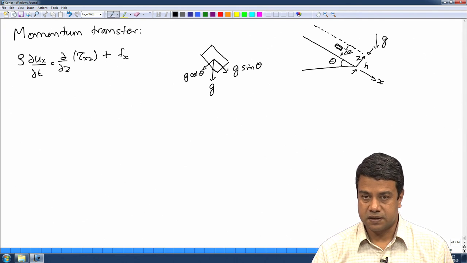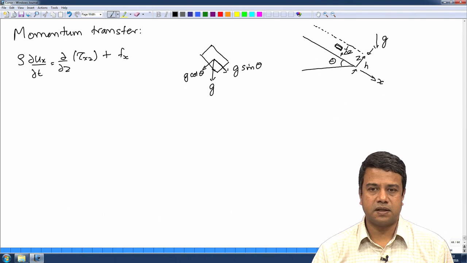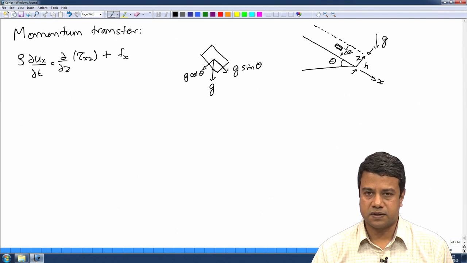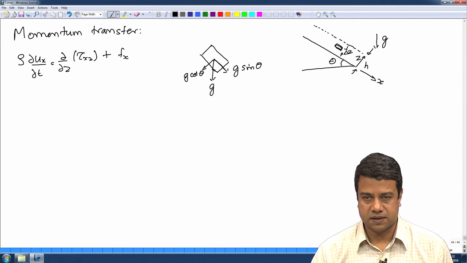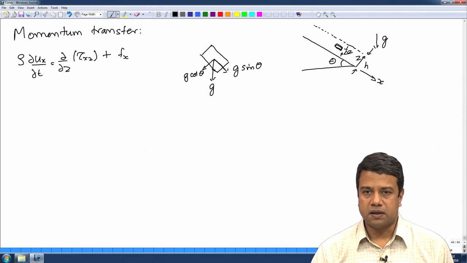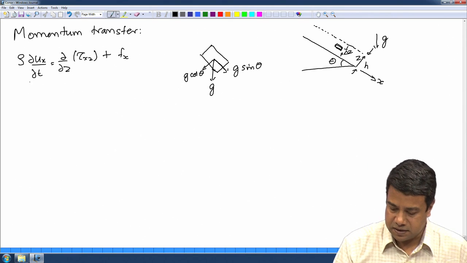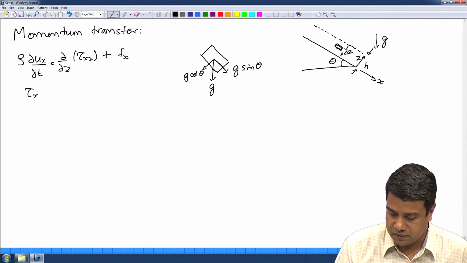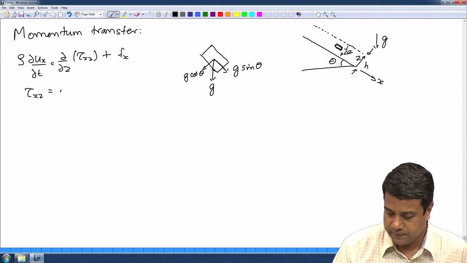Tau xz is the shear stress, the force in the x direction acting at a surface whose unit normal is in the z direction. So, that is the shear stress. In this particular case, the shear stress is just given by Newton's law of viscosity.